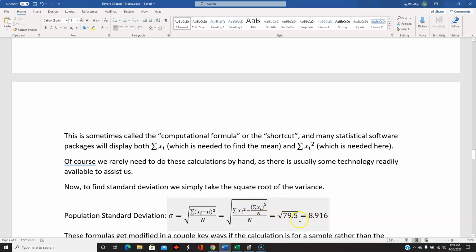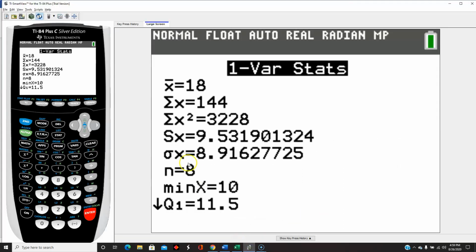So 79.5 was the variance. The square root of 79.5 is the standard deviation. And the square root of 79.5 turns out to be 8.916. And if I go back to the calculator, you'll see sigma is 8.916.